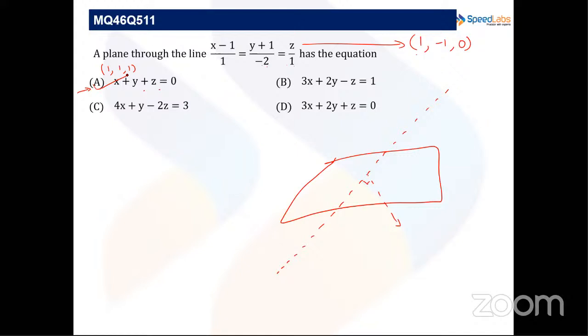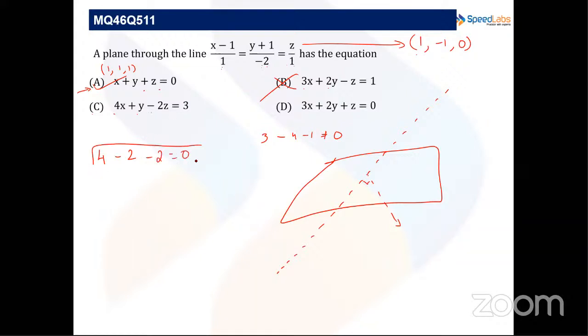So you do not require to solve everything. Secondly, 3 into 1 minus 4 minus 1. This is not equals to 0. No need of this option. Then option C, 4 into 1 minus 1, 1 into minus 2 and minus 2.